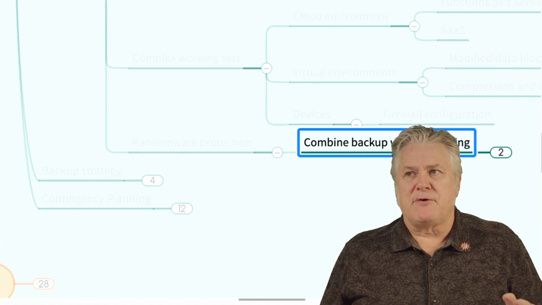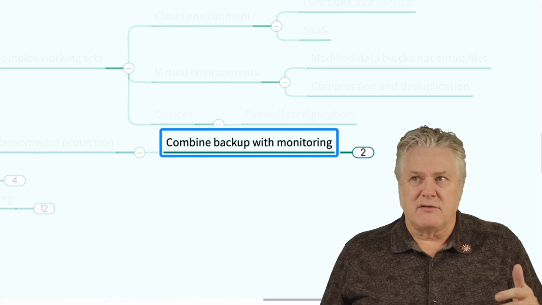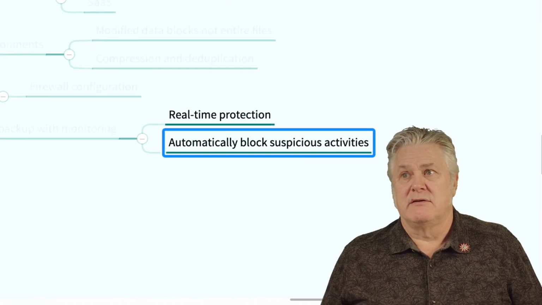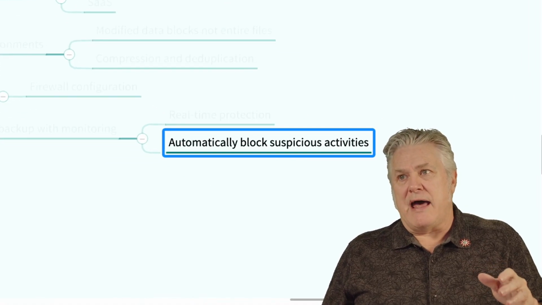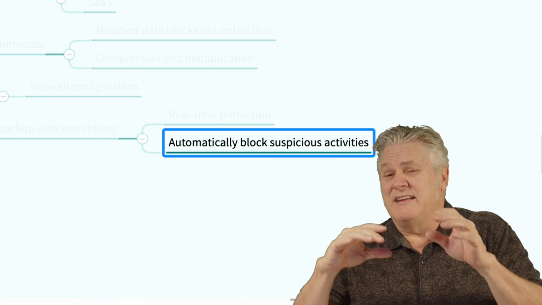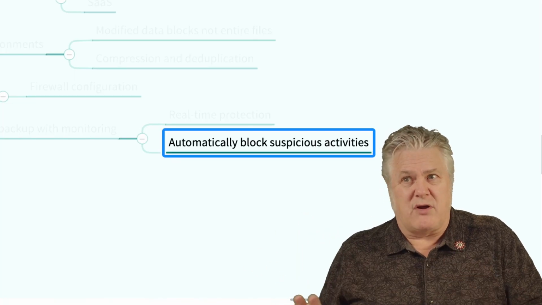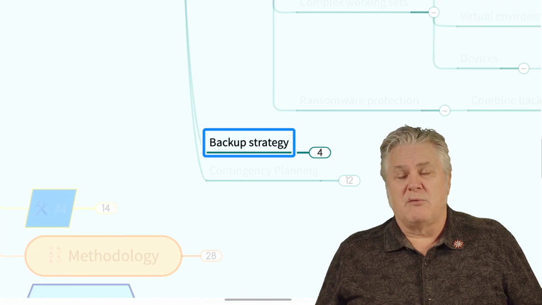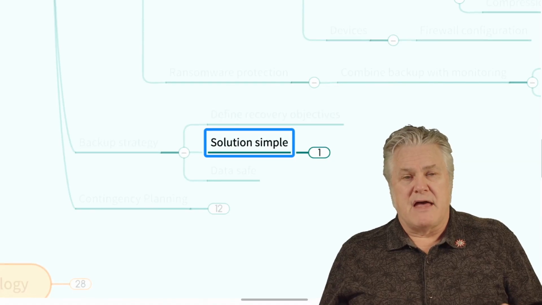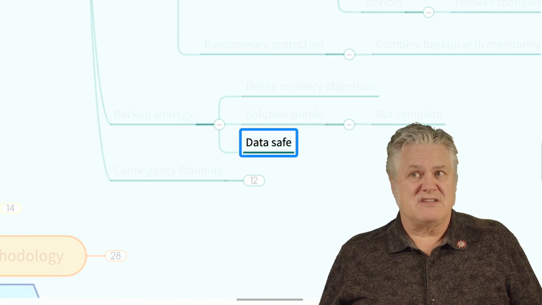Remember, in ransomware protection, we want to combine our backing up, our copies, with monitoring, live monitoring, real-time protection. It should automatically block suspicious activities, and the suspicious activities within our copies, our backup, and our restore process. So it should be watching that process as it goes along. Now we need a good backup strategy, and that starts with defining the recovery objectives. And our solution should be simple, but it should be complete. And our data should be safe.